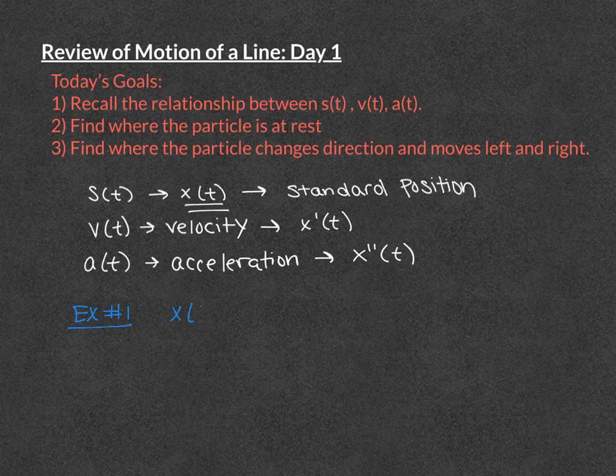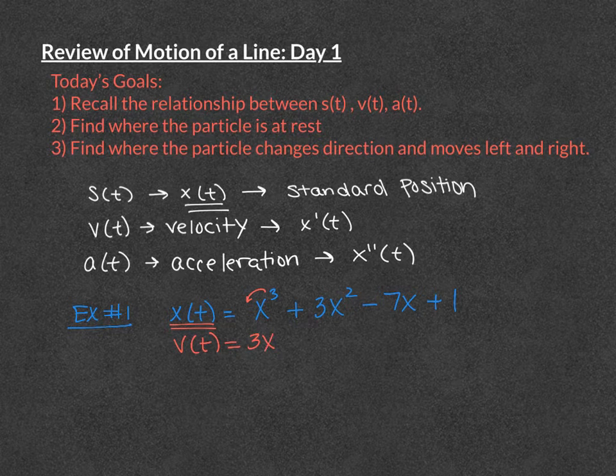So I'm going to define the standard position X of t as x to the third plus 3x squared minus 7x plus 1. And I'd like you to find S of t, V of t. So V of t, we know, is the derivative of X of t. So to find the derivative, we take the power, drop it in front, and decrease the power by 1. Same thing, multiply the 3 and the 2, make that 6, and drop the power down by 1. The derivative of 7x is just 7, and the derivative of a constant is 0. So that's my V of t function.